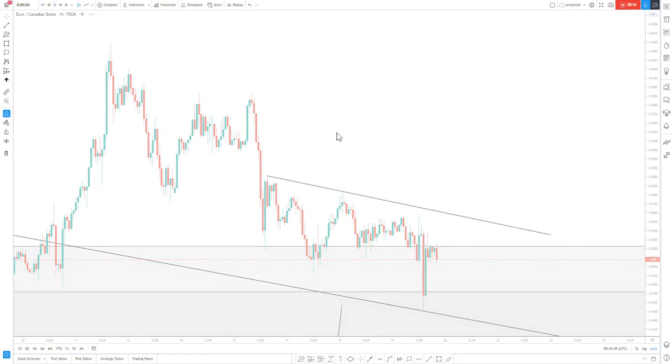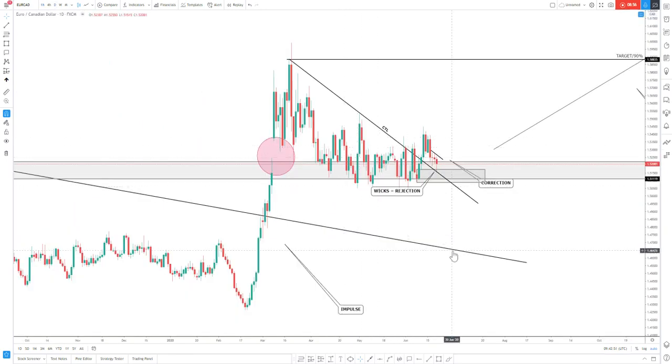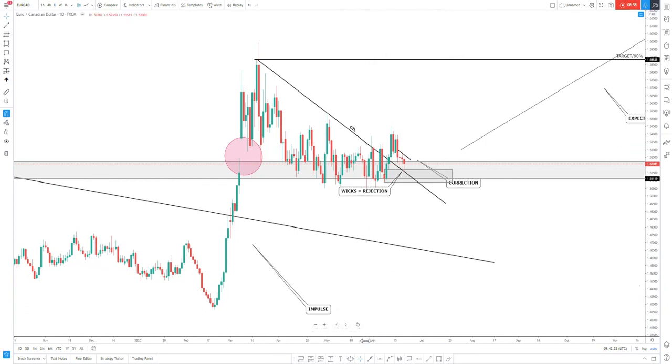So back to the daily time frame, my sentiment on EUR/CAD is to go long on it from this level right here. So nothing much, and I do hope you understand how I came by this bias of going long on EUR/CAD.